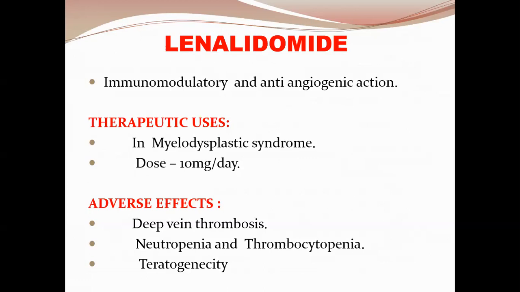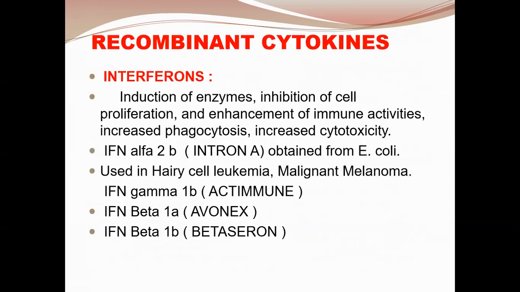Then coming to the other drugs, the recombinant cytokines, in the form of interferons. These interferons cause induction of enzymes, inhibition of cell proliferation and enhancement of immune activities. So these are immune stimulants. Interferons cause increased phagocytosis and increased cytotoxicity. We have interferon alpha 2b, that is Intron A, obtained from E. coli, which is used in the treatment of hairy cell leukemia and malignant melanoma.